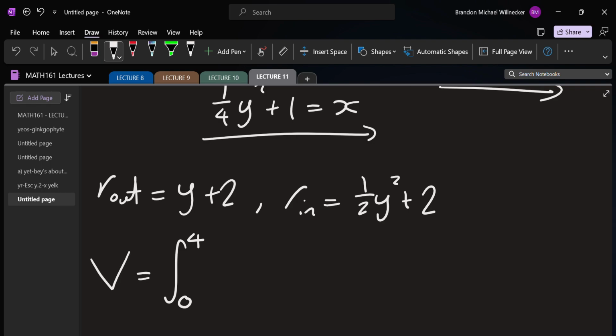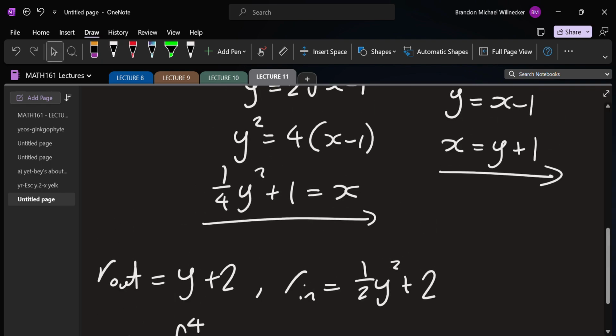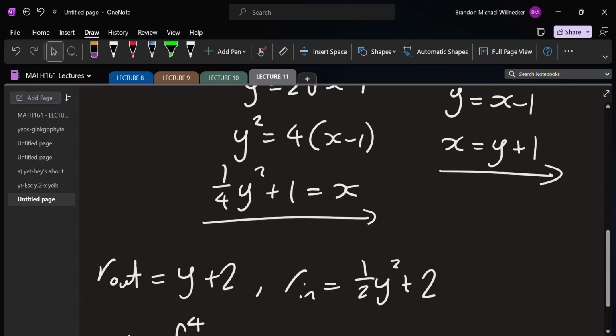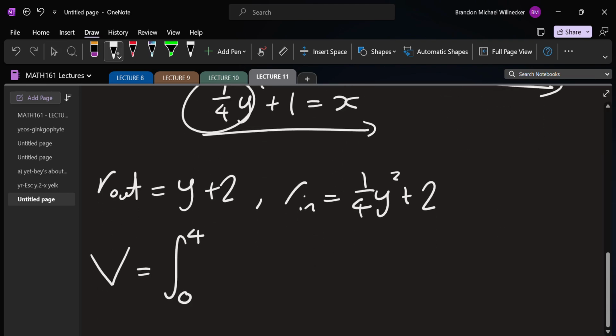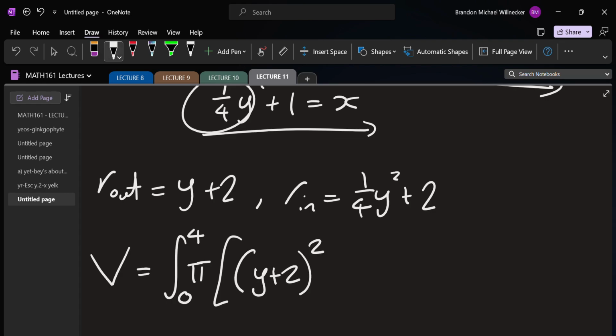Okay, so let's find the volume. So the volume is going to be the integral from 0 to 4. Okay, now we're going along. Oh, sorry, yeah, that's supposed to be 1/4. Yeah, I had it correct over there. Yeah, so 1/4. Okay, so r in, 1/4, same as what we had there.